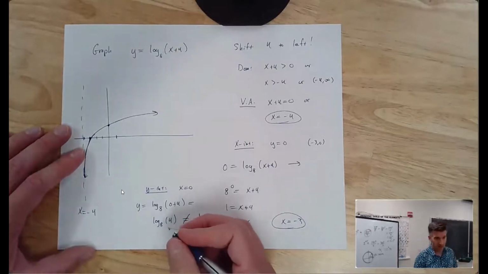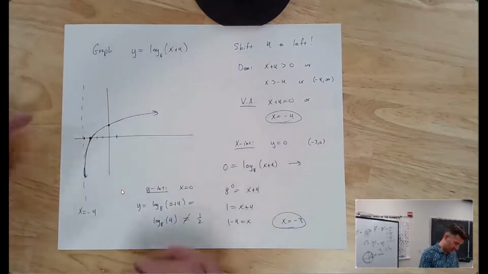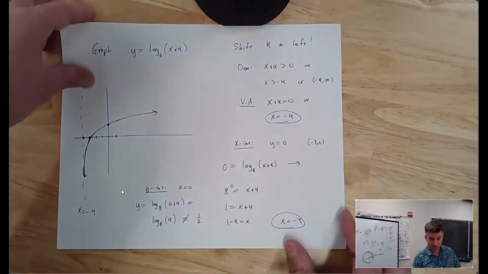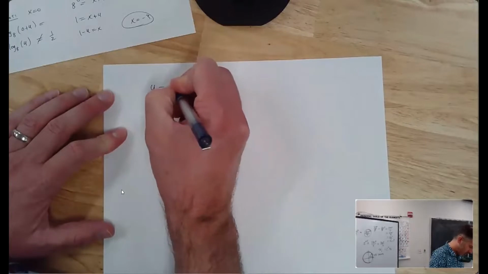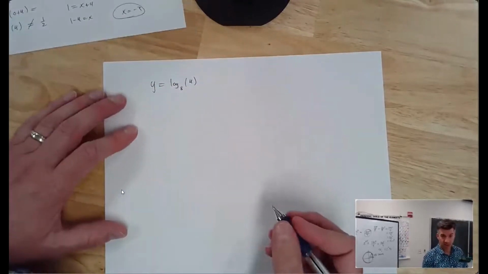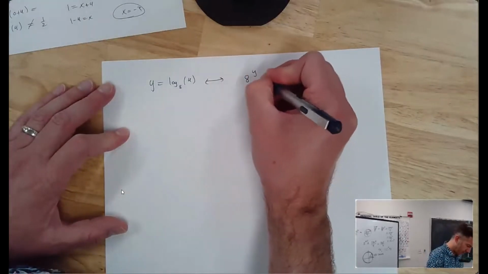How do we find it? Well, there's a number of ways. You could use a calculator, you could do other things. But if you didn't have a calculator, the way you would do it is, if I was trying to figure out y equal to log base 8 of 4, I would rewrite it as an equation exponentially: 8 raised to the y power equals 4.